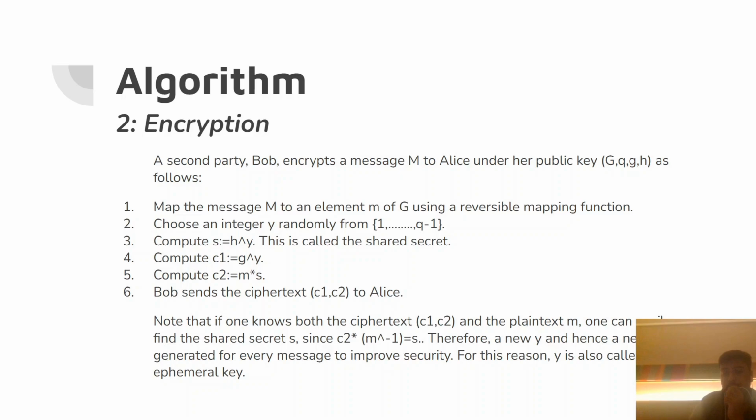Therefore, a new y and hence a new s is generated for every message to improve security. For this reason, y is also called an ephemeral key.